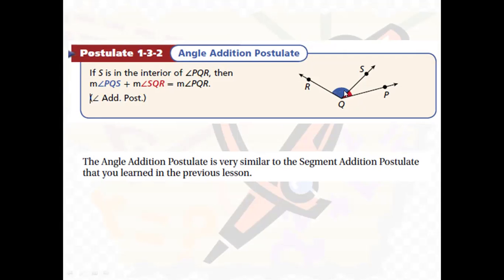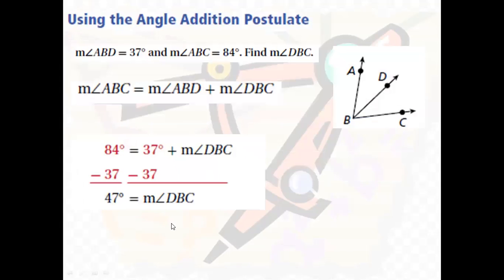When you put two angles together which are smaller, so you can see this red is a smaller angle and this blue is also a smaller one, when you put both together, you will get this bigger angle which is PQR. So this is called the angle addition postulate. Okay, now let's look at an example using this angle addition postulate.